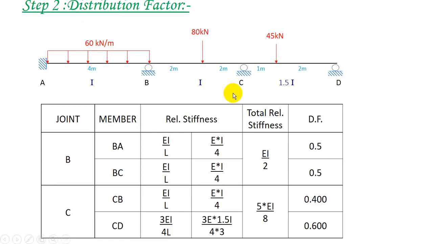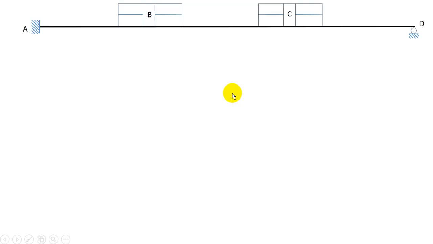Now let us move to the next step, that is drawing our beam again, and going further with the actual moment distribution iterations. This is our final step basically. So I've drawn boxes surrounding my intermediate supports B and C, as you can see here, and now let us fill these boxes.